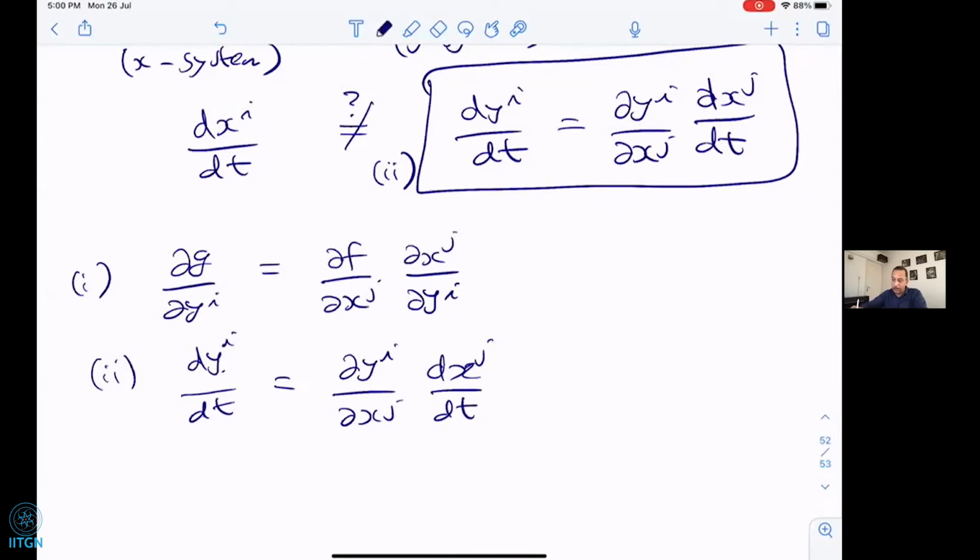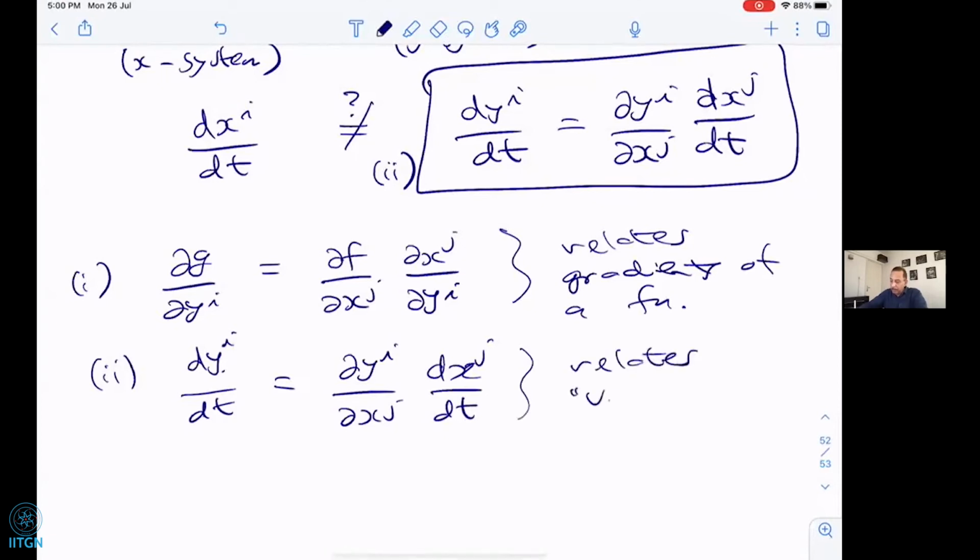If you want a quick way to remember, this relates gradients of a function. It's difficult to talk of a gradient unless you have a function whose gradient you're talking about. This one relates velocities. I'm just using that as a term with respect to the parameter t for a curve, on a curve. Good. So we have two results, and these are useful.